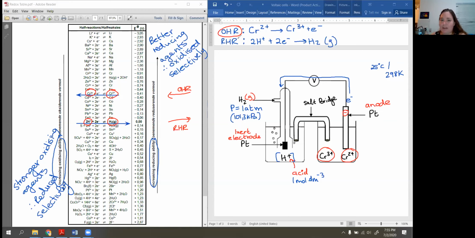This is my reduction half reaction. So this would be the anode on that side, and then this would be where the cathode is. Please note, neither of these have a solid, so they're not anodes or cathodes. Here, this platinum is my cathode, and the anode is negative, the cathode is positive.